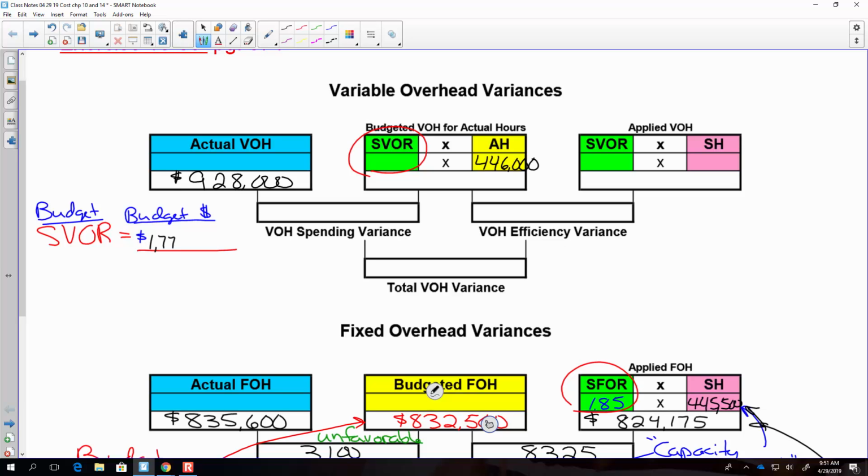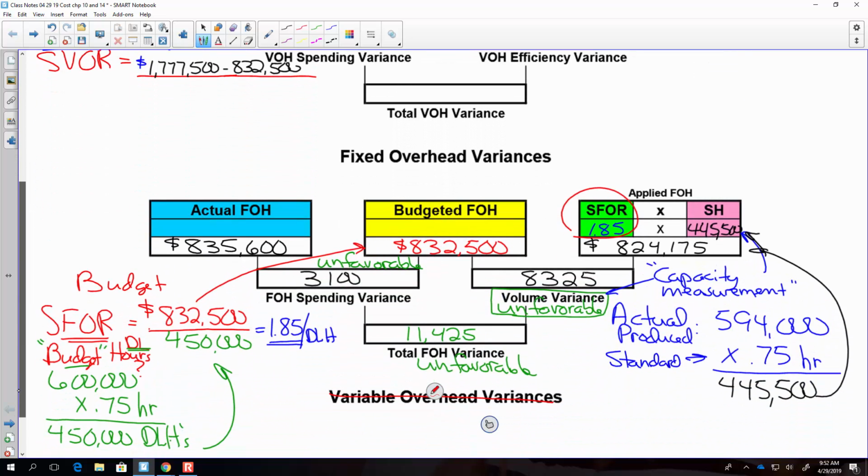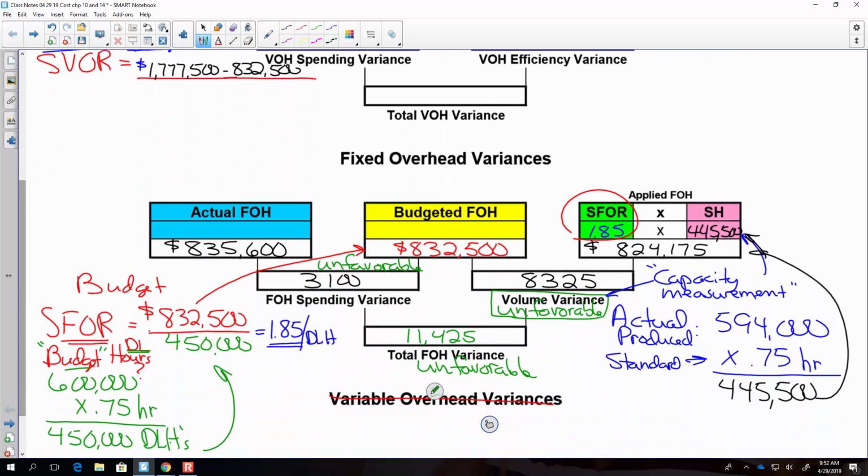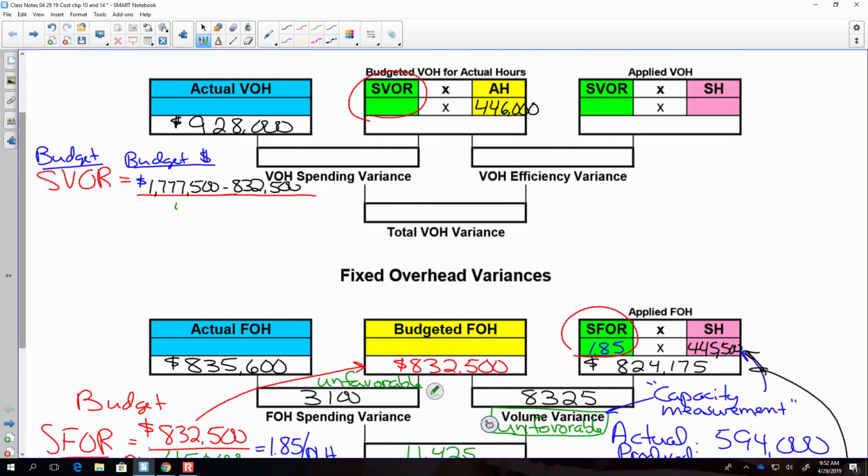945. I'm going to do this in a couple of steps here. Let me get this first, Michelle. I'm going to subtract off the fixed from the total. And I can use the same hours, right? Budgeted hours were 450 based on 600,000 units. Again, this is a budget number. These are not actual data here. Okay, Michelle, I think I'm ready now.